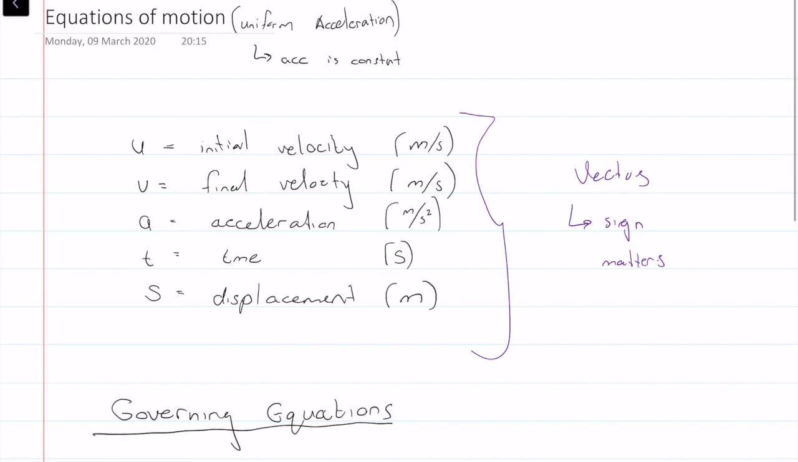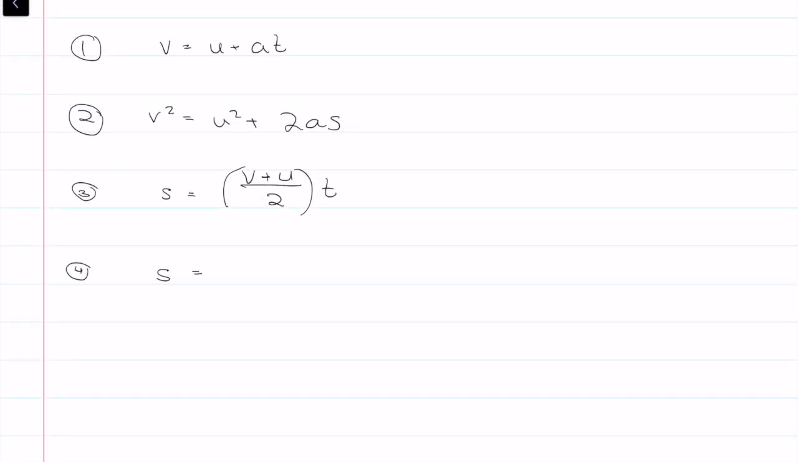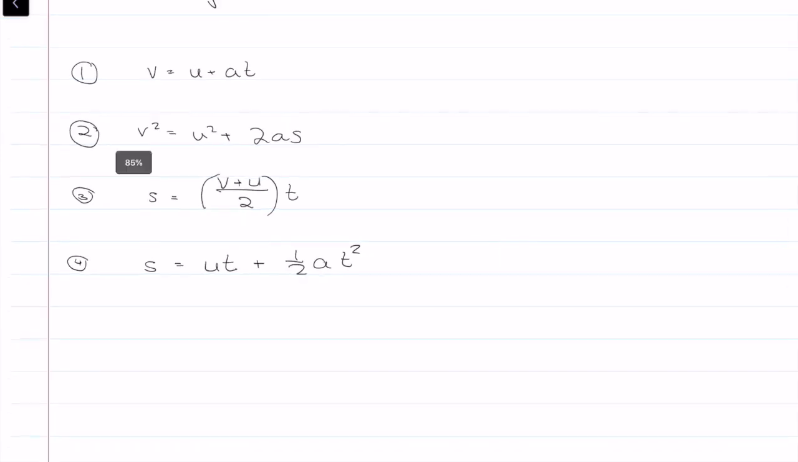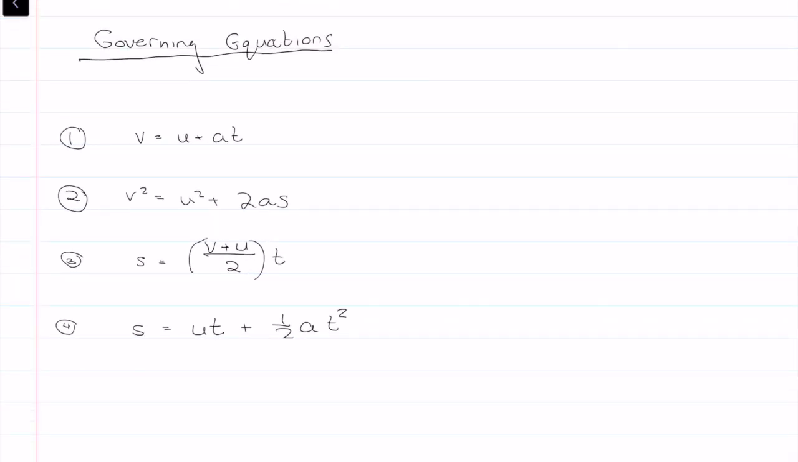The final equation is S equals ut, so initial velocity times the time, plus a half times the acceleration times time squared. These are the four equations. They are on the formula sheet, but you will probably become very familiar with them, especially 1, 2, and 4. If you want to write those down, it'll probably come in handy.